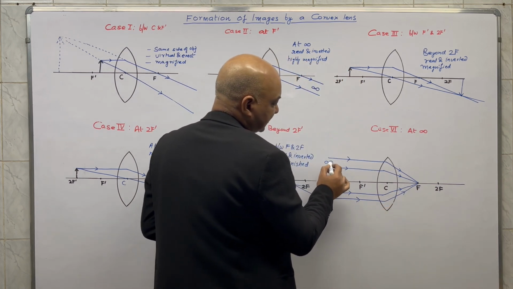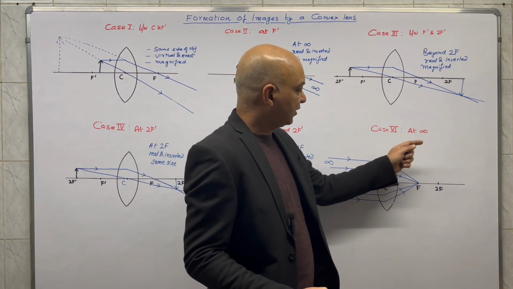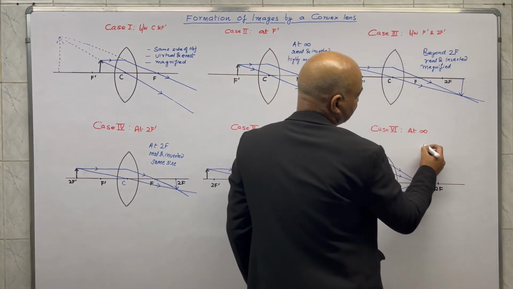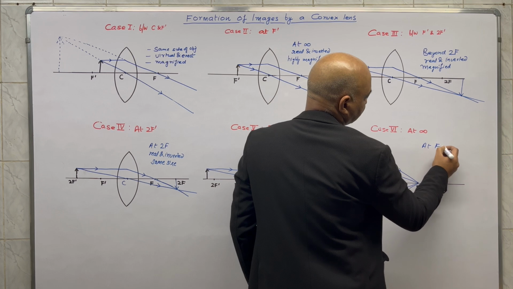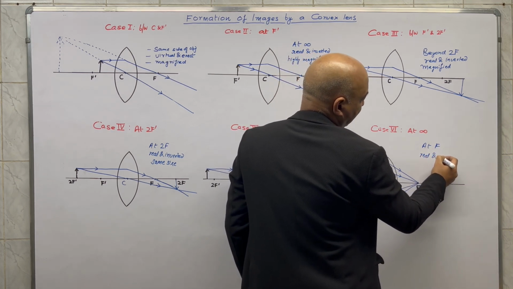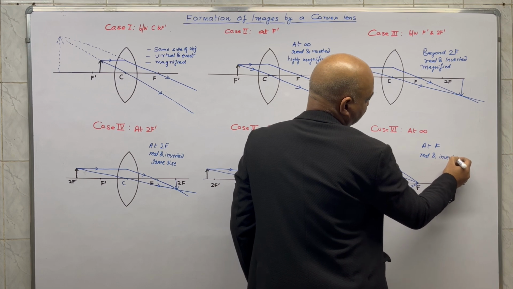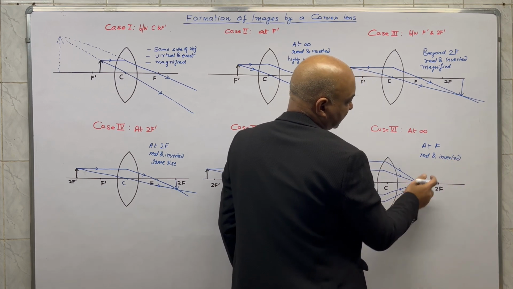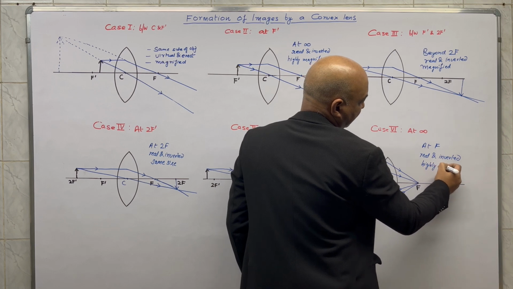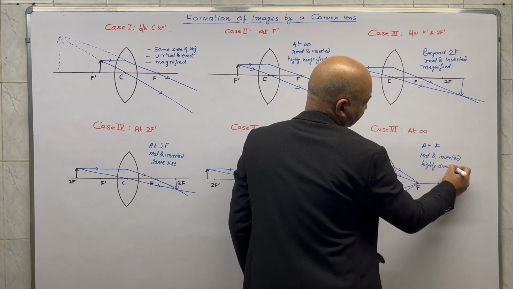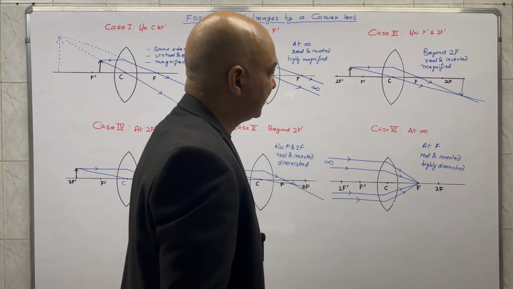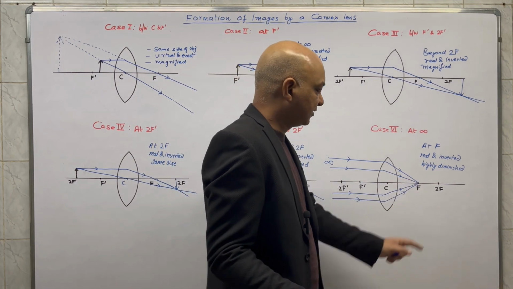So when the object is kept at infinity, the image is formed at focus. It is real and inverted, and it is highly diminished, or you can say point sized. So it's going to be very, very small. We can say that it is highly diminished.